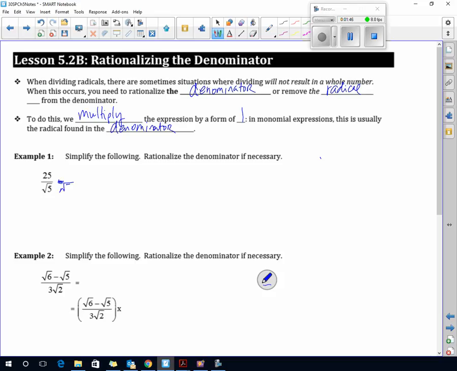Do you see this is a form of 1? Root 5 over root 5. I haven't changed anything. So what do I get? I get 25 root 5 on top. And what do I get in the bottom? What's root 5 times root 5? 5. And then does everybody see I can actually simplify 25 over 5? And I get 5 root 5 as my final answer.